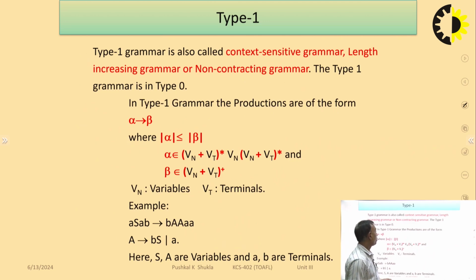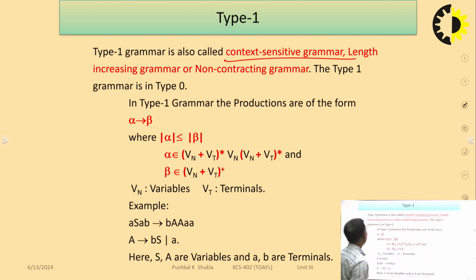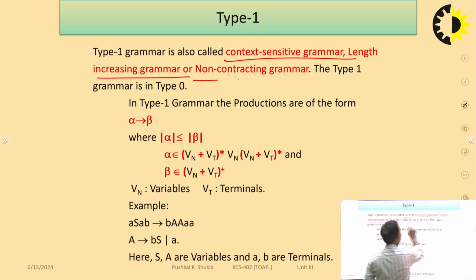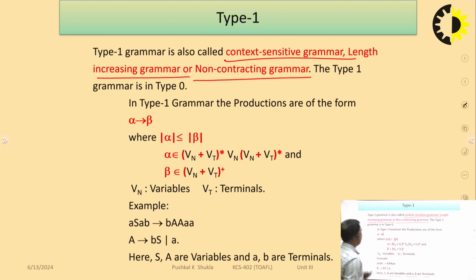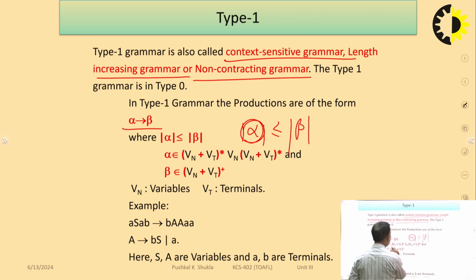Type 1 grammar is also known as context sensitive grammar, and it is also called length increasing grammar or non-contracting grammar. A production alpha to beta is said to be type 1 grammar if mod alpha is less than or equal to mod beta, where alpha is (Vn union Vt)* Vn (Vn union Vt)*, and beta is (Vn union Vt)+.